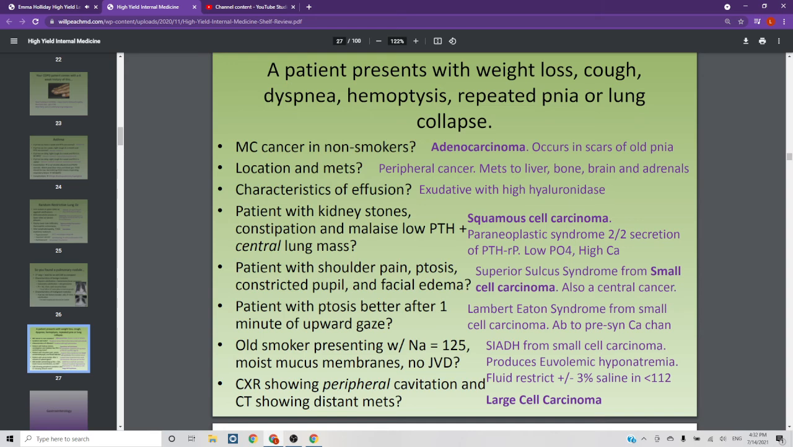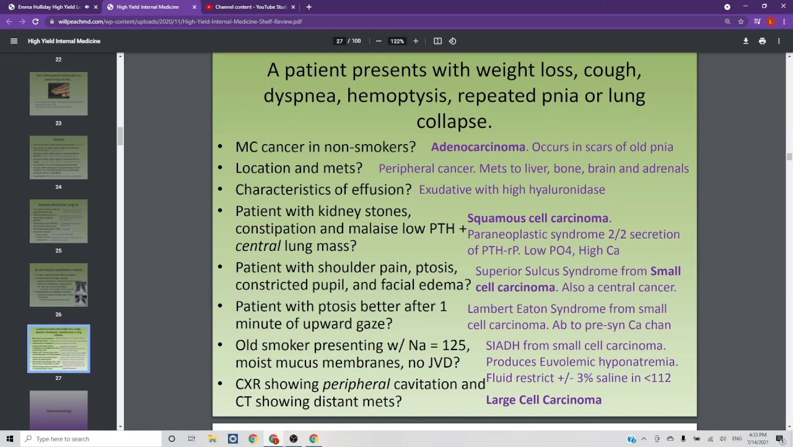So what if we've got a patient who's got all our scary lung cancer symptoms? They also have kidney stones, constipation, they feel like crap, they've got low PTH, and their lung mass is centrally located. Very good. So that's the paraneoplastic syndrome for squamous cell that you need to remember, hypercalcemia. And that's because they've got the parathyroid hormone-related peptide.